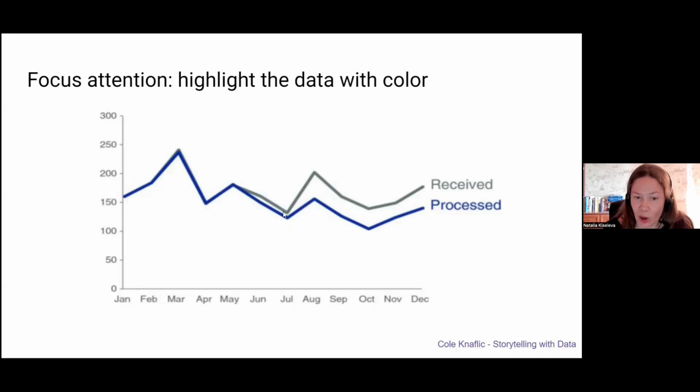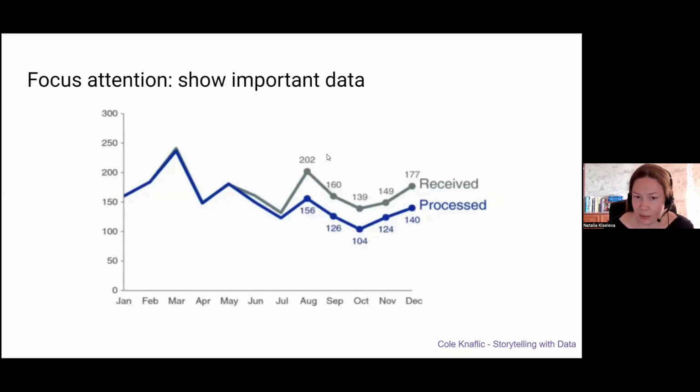We will add color again. Now we want to show that the processed data is lower than we need. So we want to focus on this data. We could choose different elements. For example, we could color the gap between the two lines red, or we could color the received line red, maybe. But this choice of highlighting is nice.